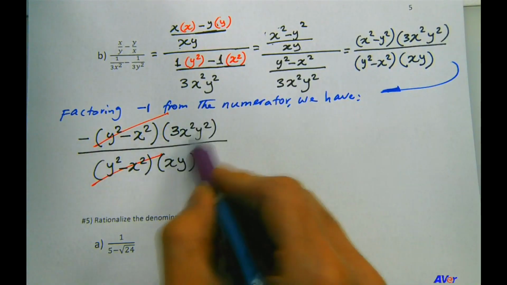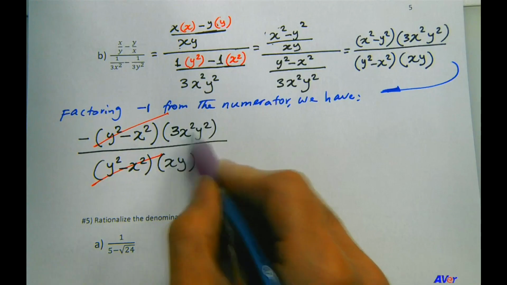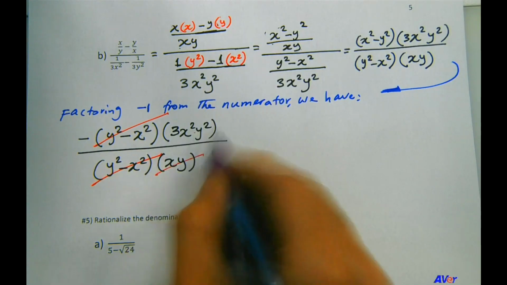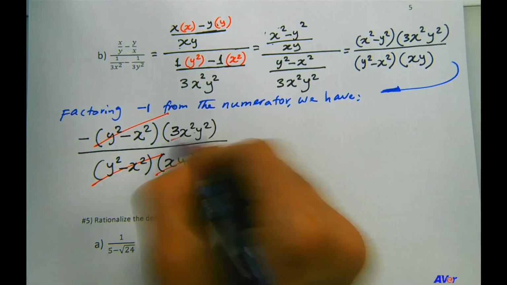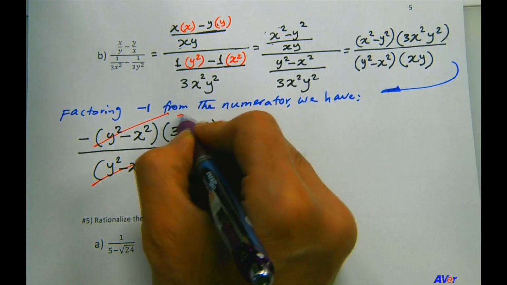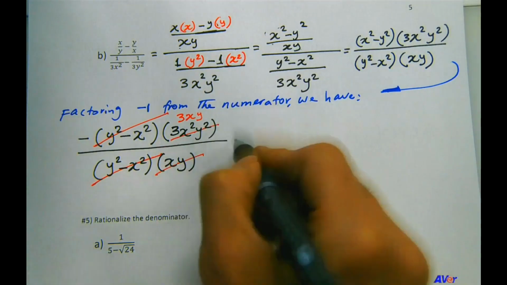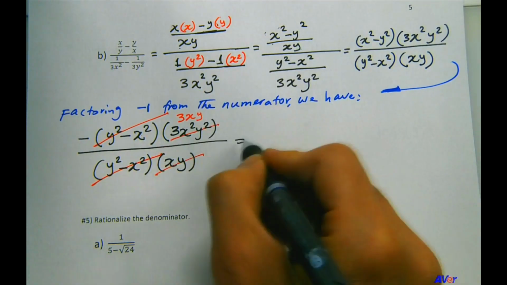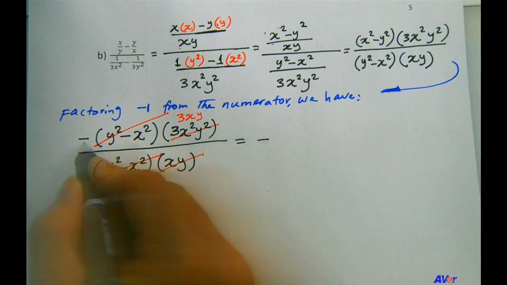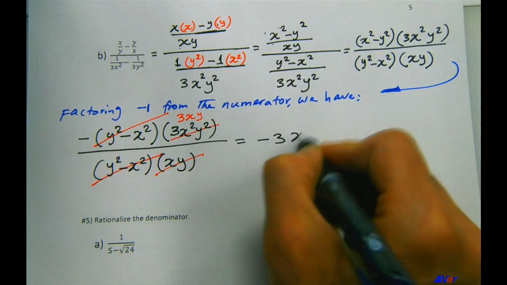Also, compare these two. X and y can cancel from this. We end up with, what do we end up with? With 3xy. Okay, so let's write this down. The final result is minus 3xy.